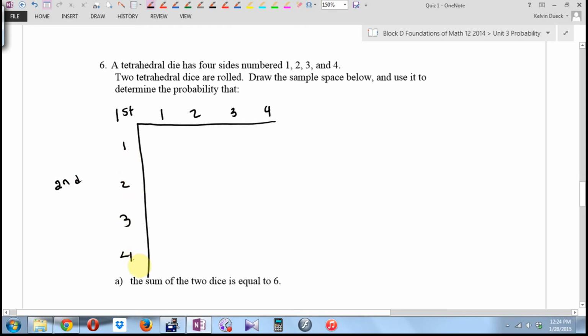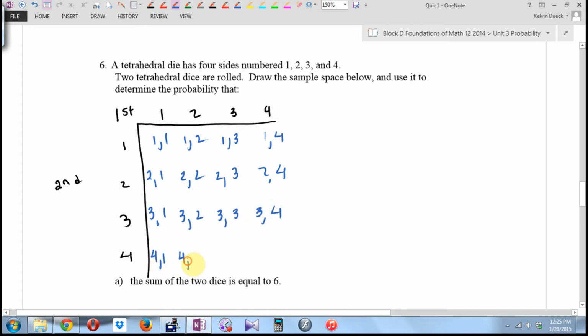That's why I said draw the sample space below. So the sample space, you can get a 1 and a 1, a 1 and a 2, a 1 and a 3, and a 1 and a 4. 2 and a 1, 2 and a 2, 2 and a 3, 2 and a 4. It takes me very little time to quickly draw this. And each of these are equally likely because they're dice. By the way, how many outcomes are there? 16. Each fraction is going to be out of 16.